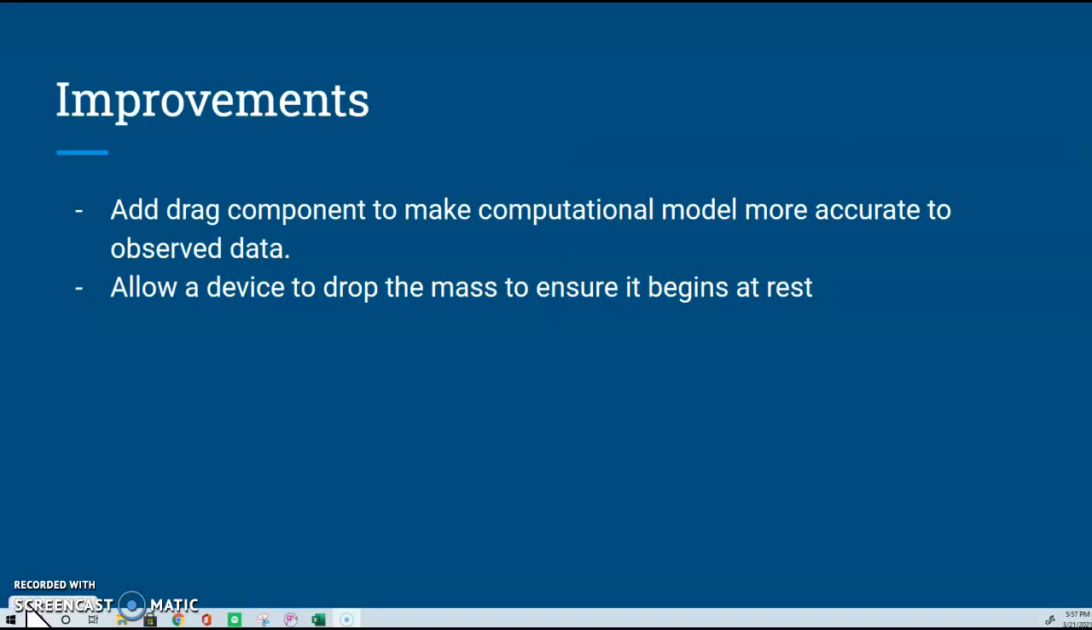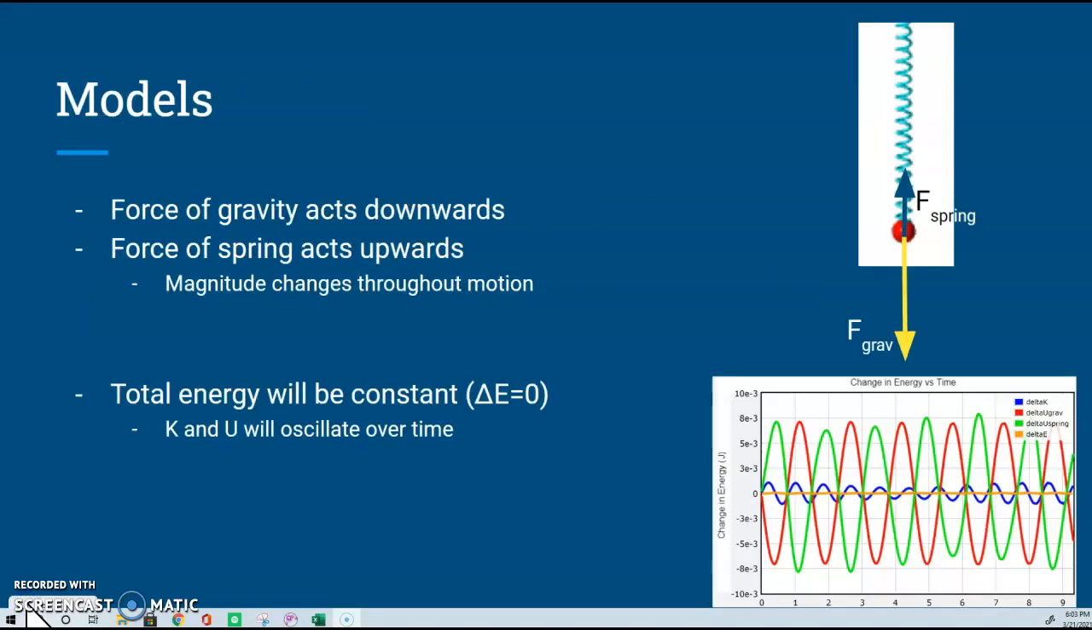These points lead to my improvements. A drag component could be added to the code to make the computational model more accurate to the real situation. This would make the graphs line up better. In addition, a device could be used to drop the mass to ensure it begins at rest with zero initial velocity. This can make it even more accurate. This model and explanation can be used to better understand the experiment.